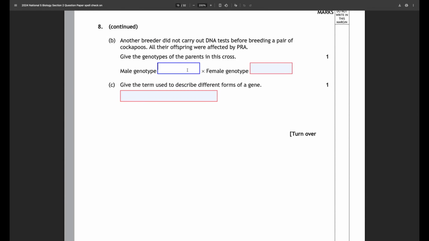Okay. Question 8b. Another breeder did not carry out DNA tests before breeding a pair of cockapoos.